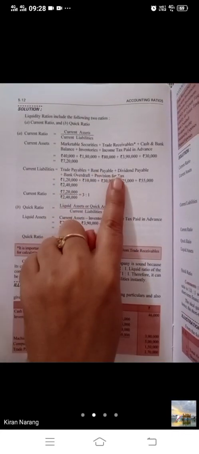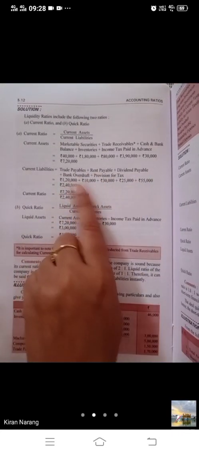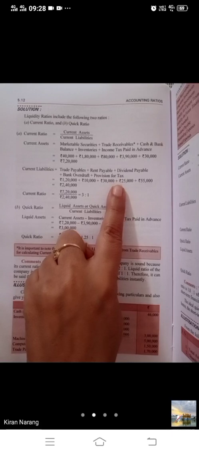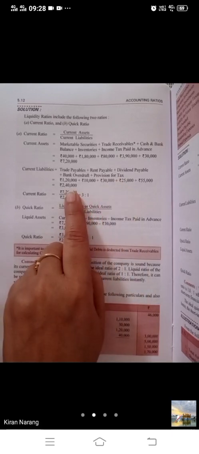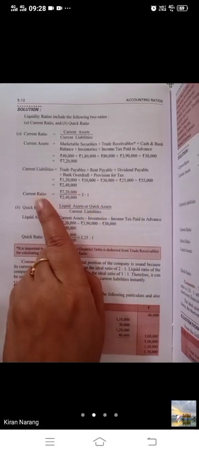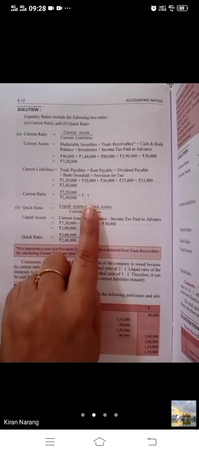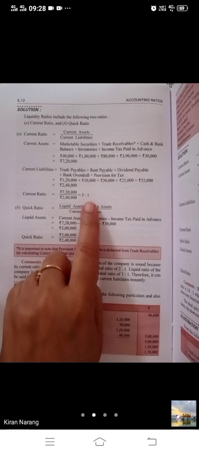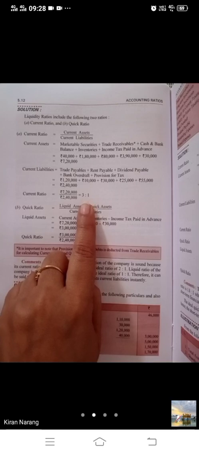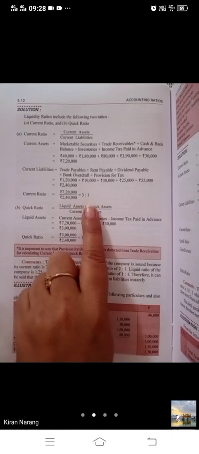Next bache, current liabilities you will take: trade payables, rent payable, dividend payable, bank overdraft, provision for tax. So the total of current liabilities will become 240. So current ratio is 720 upon 240, 3:1. This is better than the ideal ratio. This is more than satisfactory. Ideal ratio is 2:1, but this is more than that. So this is more than satisfactory.